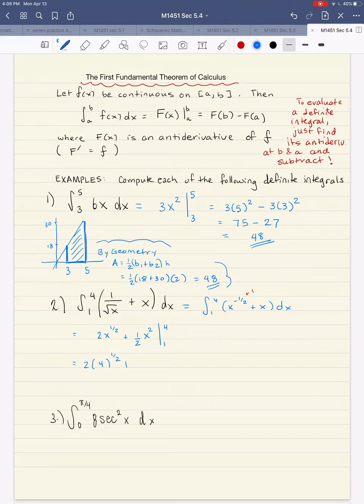So we have 2 times the square root of 4 plus 1/2 of 4 squared, that's the F of b, minus F of a, 2 times the square root of 1, plus 1/2 of 1 squared. So the square root of 4 is 2. 2 times 2 is 4. 4 squared is 16. Half of 16 is 8. Back here, 1 to any power is 1, so this is going to be 2 plus 1/2. So I have 4 plus 8 is 12, minus 2 is 10, minus 1/2 is 9.5.